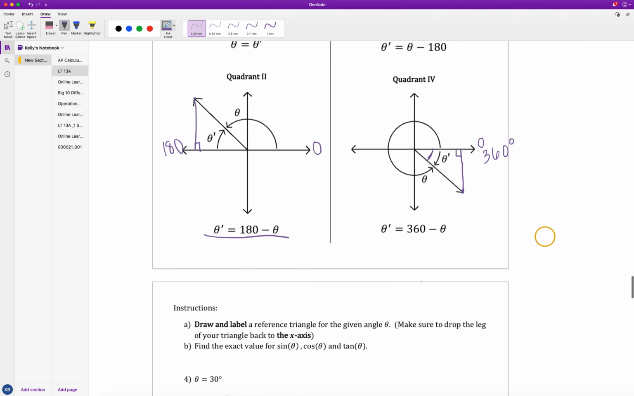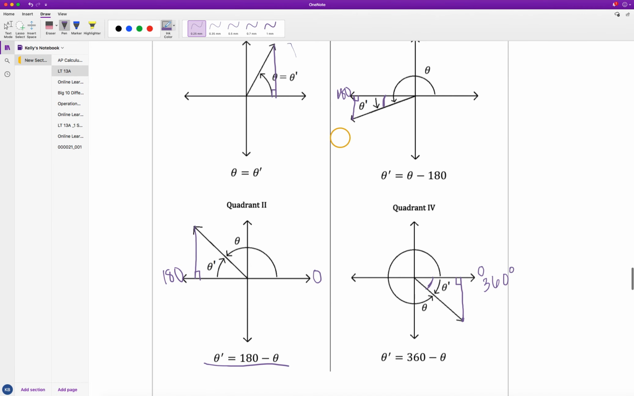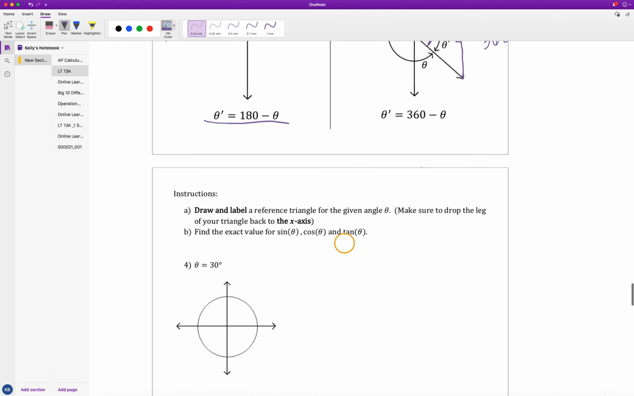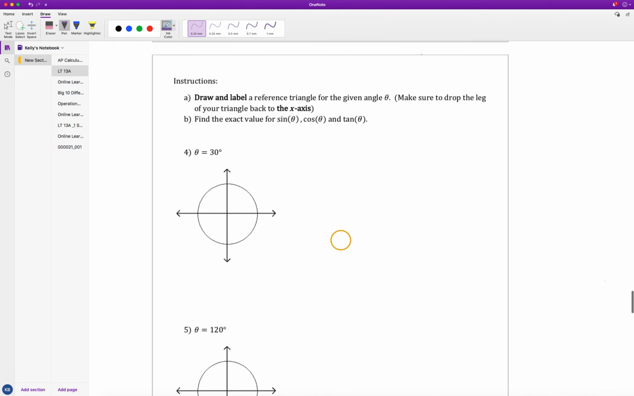Okay, we're going to do an example in each one of these quadrants, starting with an example in quadrant 1, and then we're going to move on to 2, so we'll really be able to see each one of these reference angles in action through an example. Let's look at our first guy.